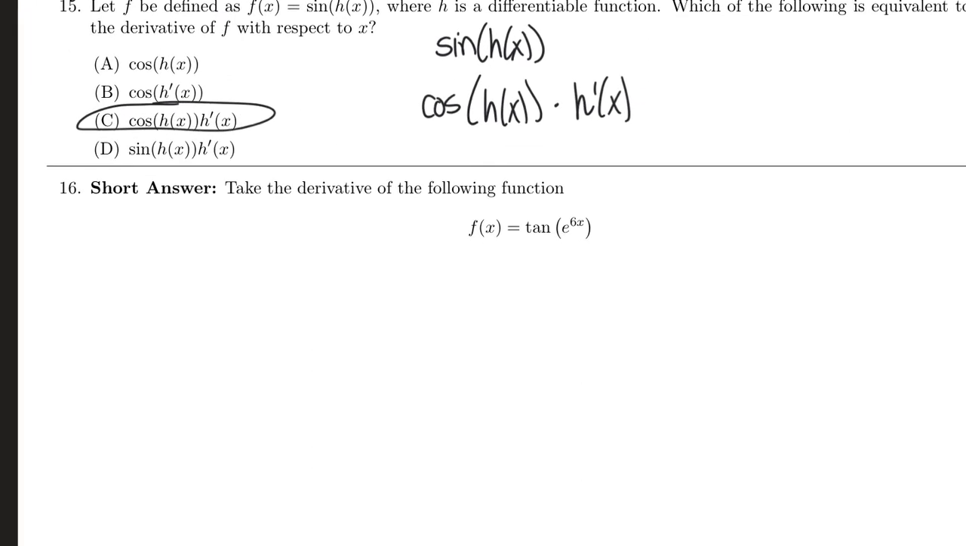And this one, we're taking the derivative of tangent of e to the 6x. So we saw that there's some stuff from previous learning objectives. We start with tangent on the outside. Derivative of tangent is secant squared. But we keep the inside the same. Then we multiply by the derivative of the inside.